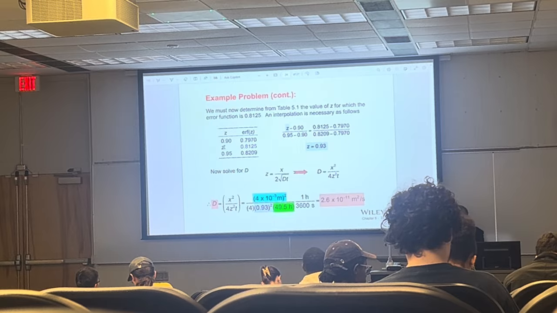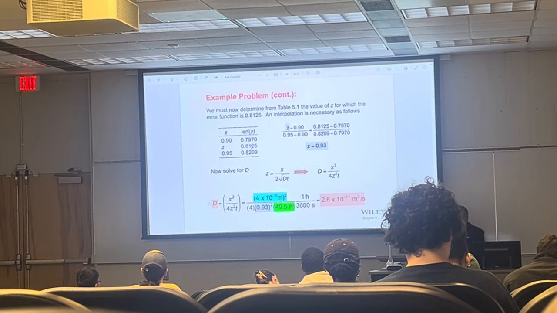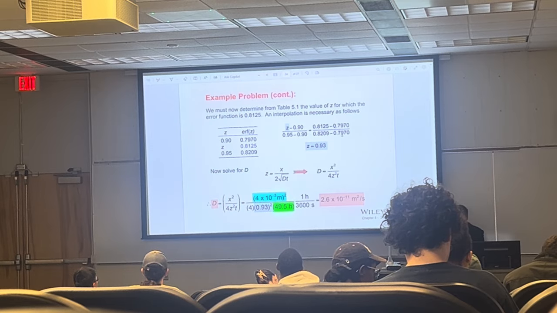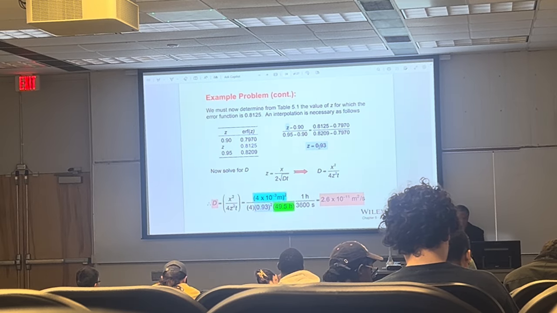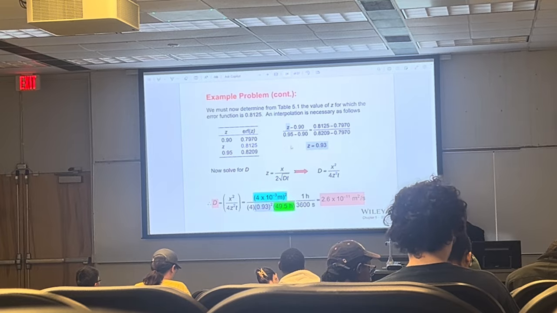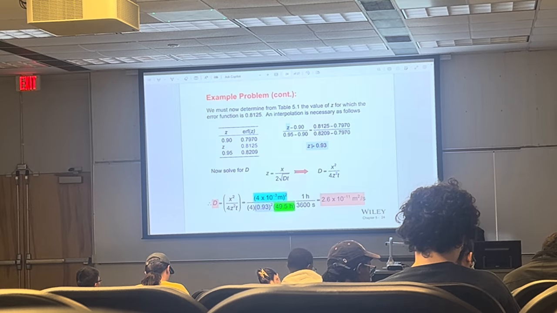So for the z, the error function value is 0.8125. And we can write that z minus 0.9 divided by 0.95 minus 0.9 is equal to 0.8125 minus 0.797 over 0.8209 minus 0.7970. And from this, we can solve for z to get 0.93. And you can see that it should be somewhere in between 0.9 and 0.95, and we calculated 0.93. So it makes physical sense, right?